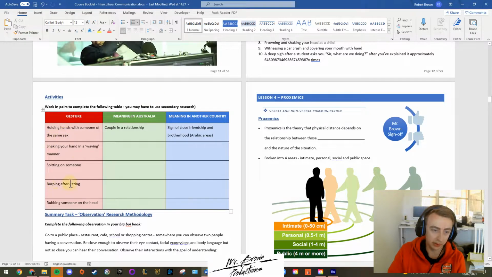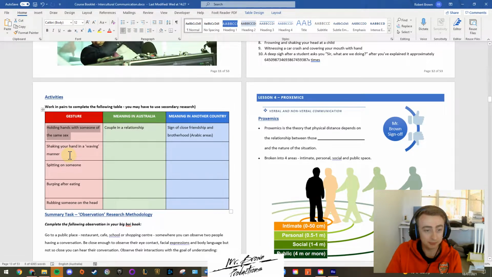So what I've written here in red is different gestures or different examples of non-verbal communication. These examples are holding hands with someone of the same sex, shaking your hand in a waving manner. Remember my story from last lesson? That could help you here. Spitting on someone. We looked at this briefly last term, what spitting on another person might mean in a different culture. Burping after you're eating, and rubbing someone on the head.